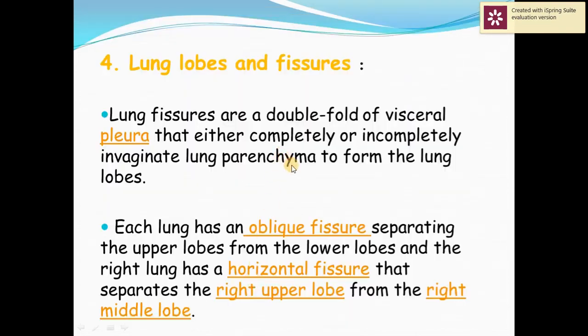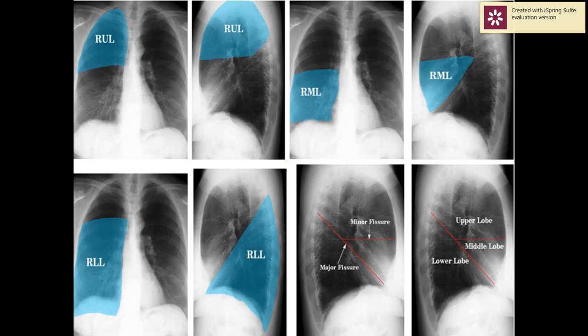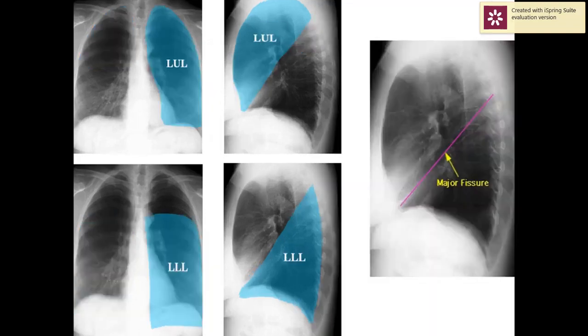Lung lobes and fissures. Of course, we have the right upper lobe and right middle lobe, and this is the right middle lobe in the lateral chest X-ray, and the right lower lobe is also found in the right lower zone. Any involvement or consolidation is also for localization of the pathological lesion.